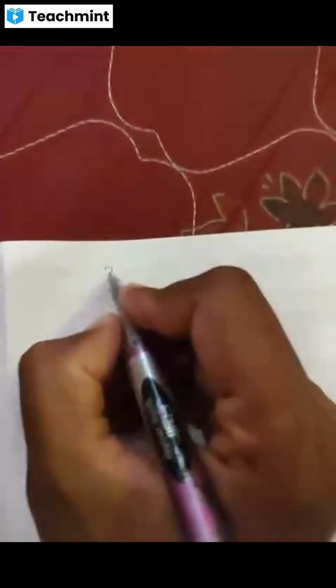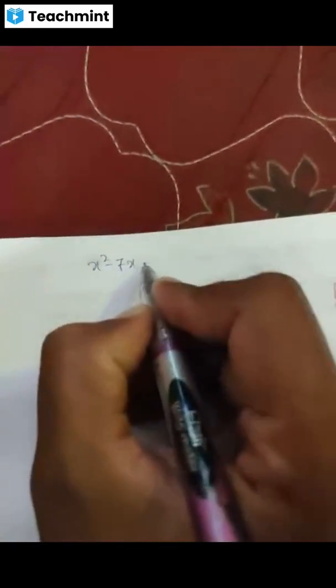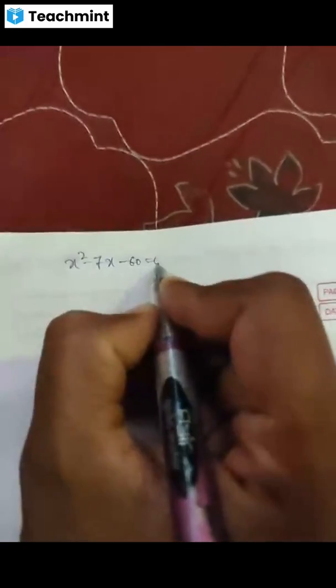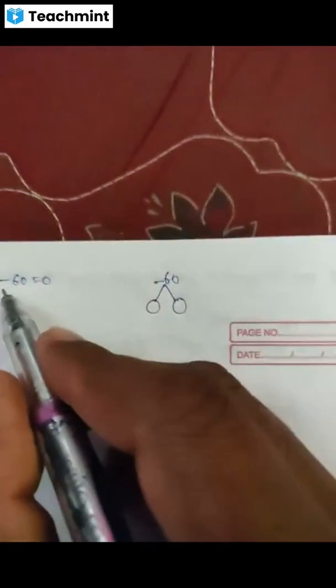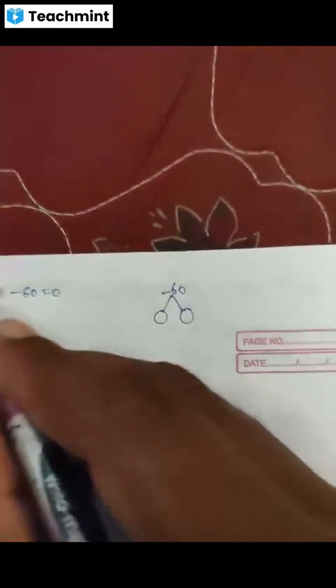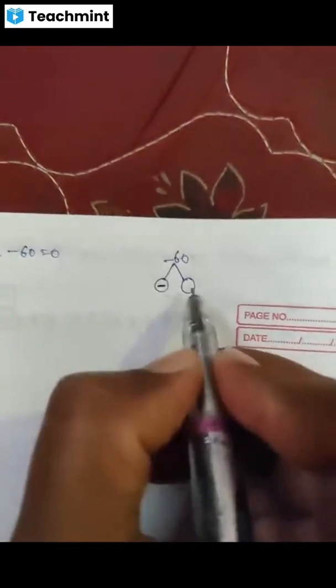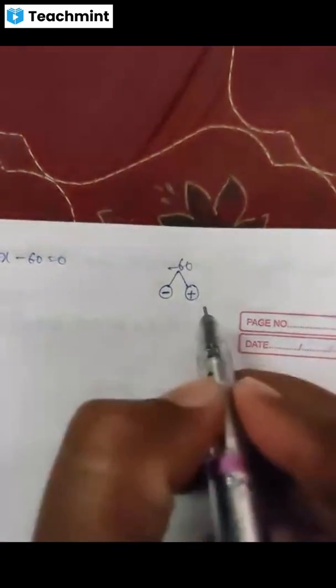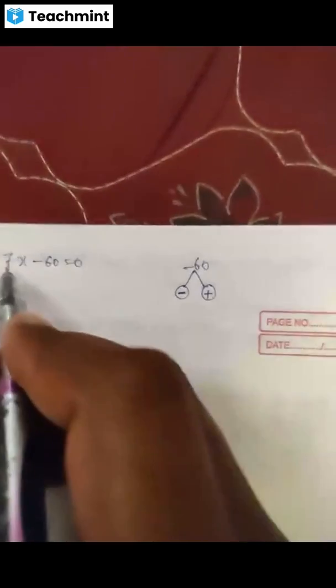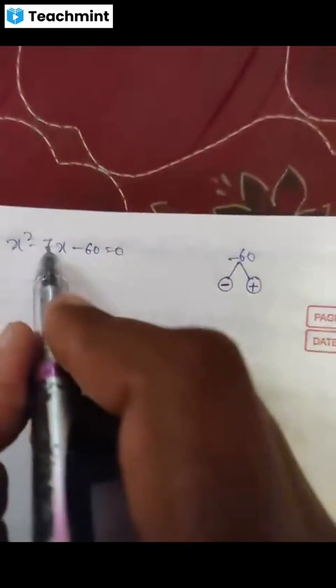So x square minus 7x minus 60 equal to 0. The last term is minus 60, so one factor is plus and one factor is minus. It depends on the middle factor. The middle factor is minus, which means the greater factor has a minus sign and the smaller factor has a plus sign. So we have to increase the middle term.